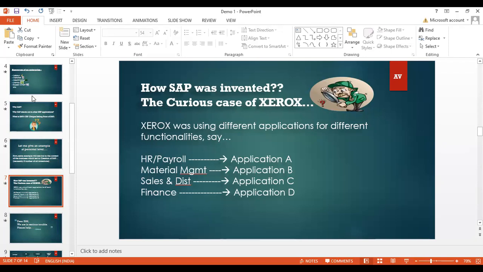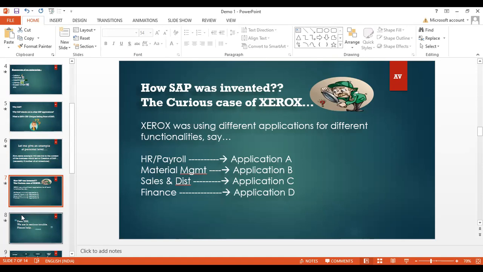The problem was at the end of the month, when it came to month end closing or year end closing, or when there was a need to make an informed decision and certain customized reports were required. That time, Xerox faced a problem. It was a very time consuming task and quite a headache for Xerox, as they had to compile all the data from different modules and prepare reports as per their own requirements. It was very time consuming and hectic.